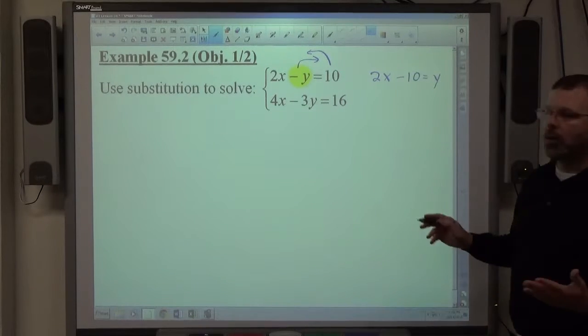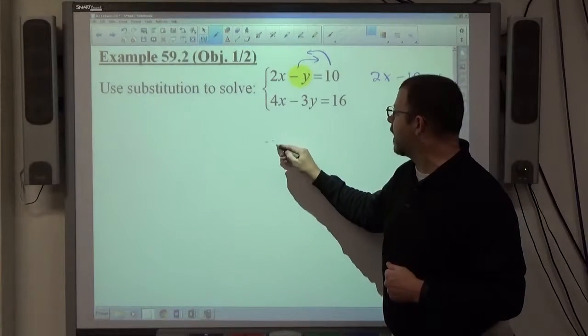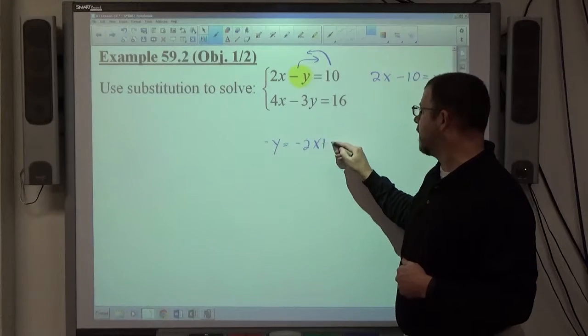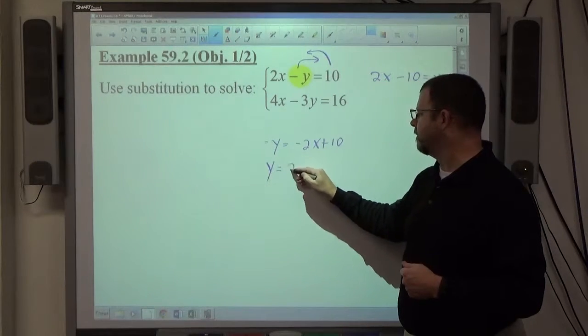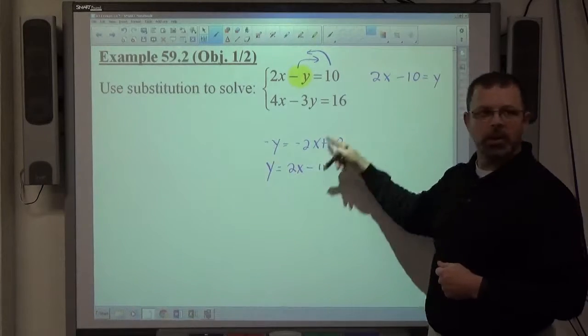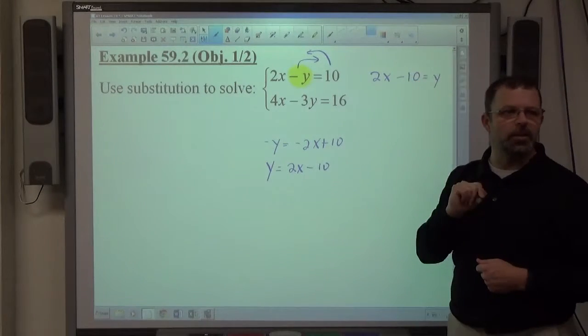The other option, if you don't like that, if you want to move the 2x over, you get negative y is equal to negative 2x plus 10. But now you have to change every sign. You get the same result either way. That's a lot less to do.